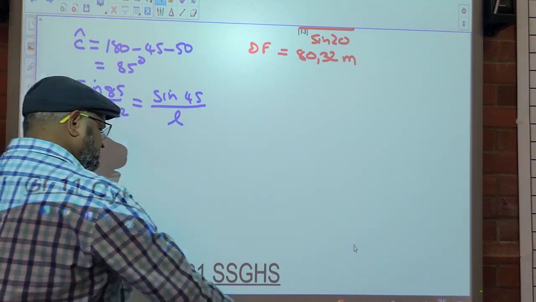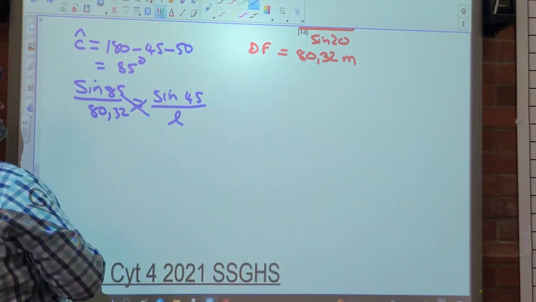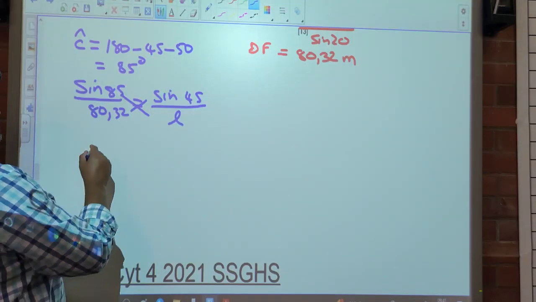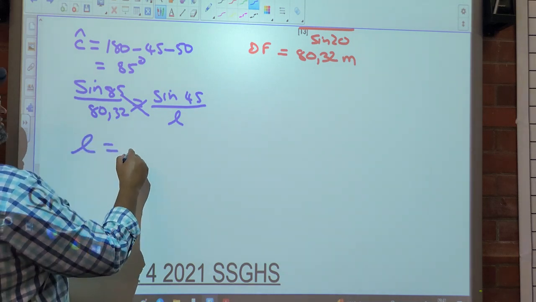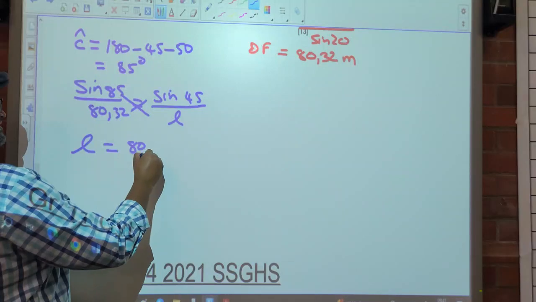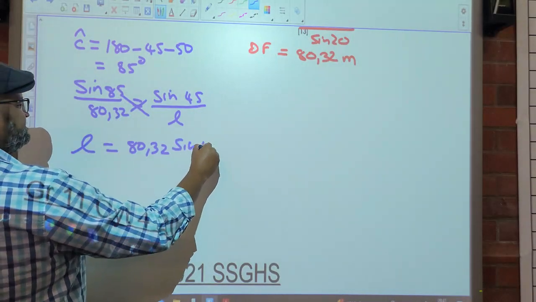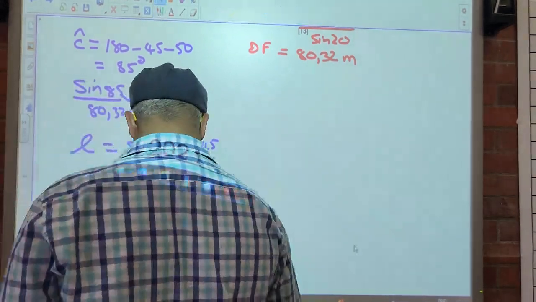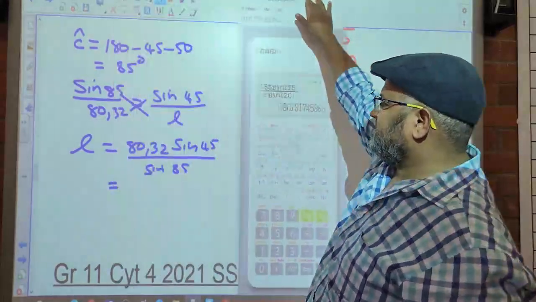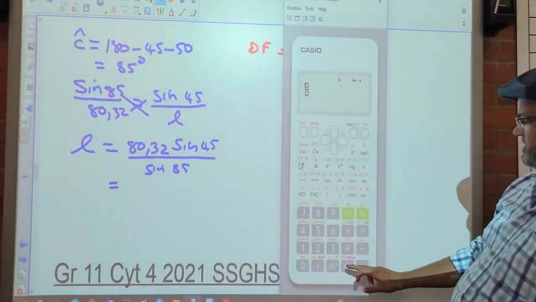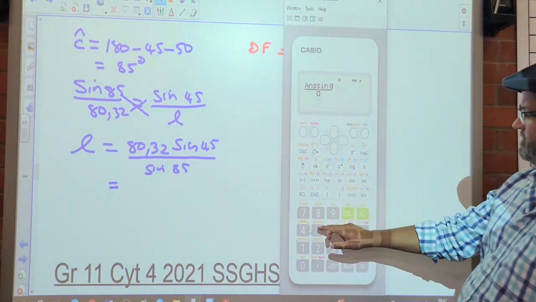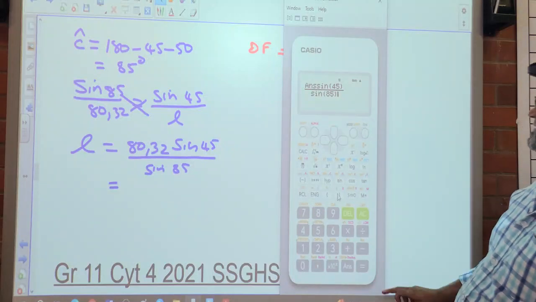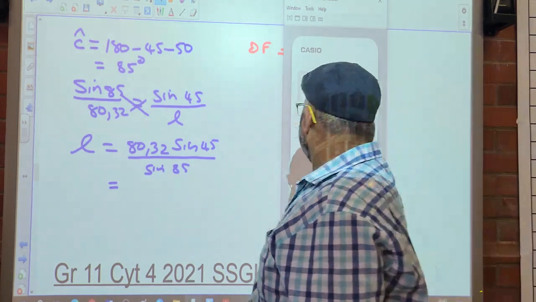Okay, so we just cross multiply, so that's going to be L sine 85 is equal to 80.32 sine of 45, and then we divide sine 85 on both sides to get L. So that's going to give you 80.32 sine 45 over sine of 85. Always try to use your answer button. Okay, so that is going to give you 57.01.